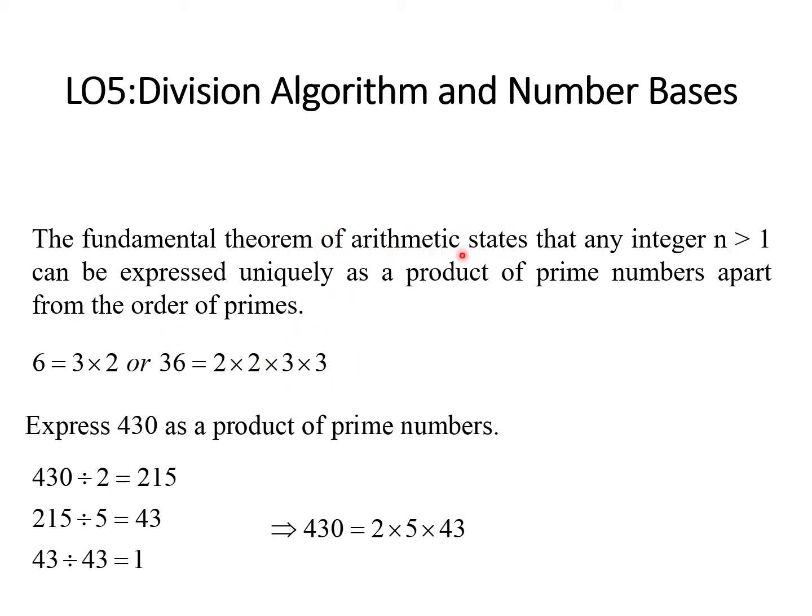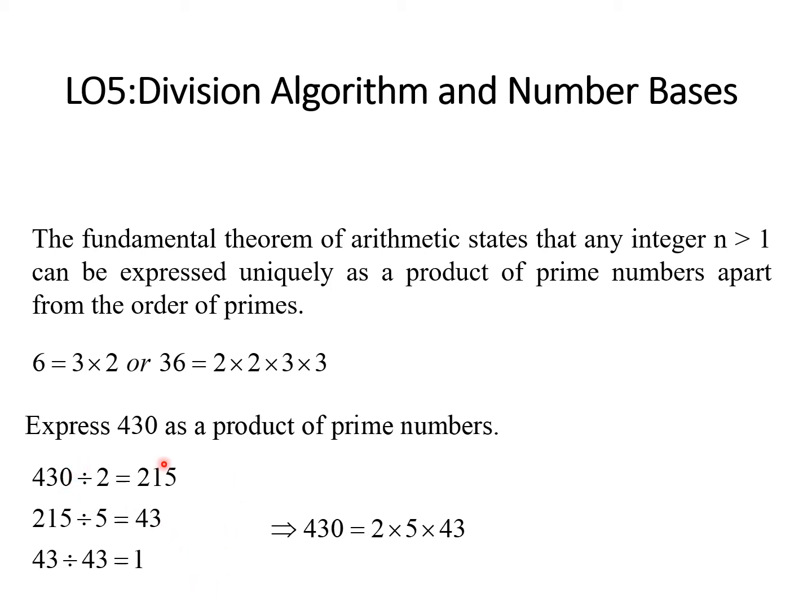So our fundamental theorem of arithmetic states that, for example, 6 equals 3 times 2, or 36 equals 2 times 2 times 3 times 3, right? This simply shows that a product of prime numbers, apart from the order of the primes, you can express it in a unique way.